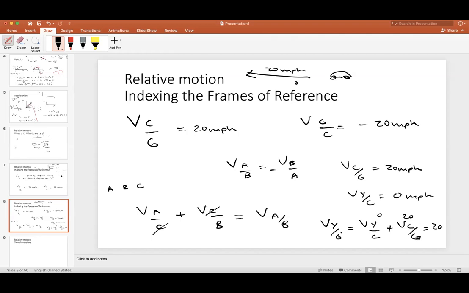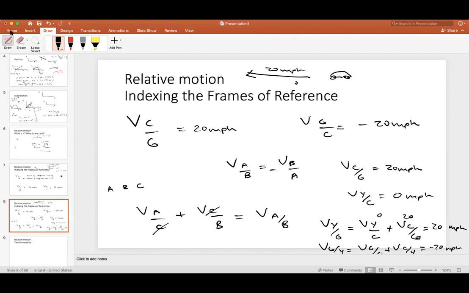We could also do the ground versus you. And if we did the ground versus you, we would get ground versus car plus velocity of car over you, which happens to be 0. This is negative 20. And these are miles per hour, right? And so that's all we're doing with these frames of references. We're using this weird indexing to help us figure out how to deal with the frames of reference.